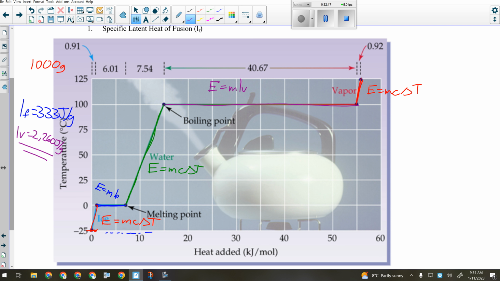All right, so I also said to you on Monday that you've probably heard you get burned worse by steam than you do by water, even if they're the same temperature. Well, that's because every gram of steam has this much more energy than its liquid water counterpart. Is that a lot? Definitely. It's a ton of energy.